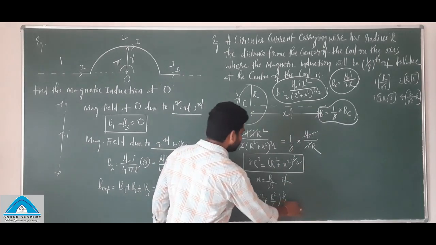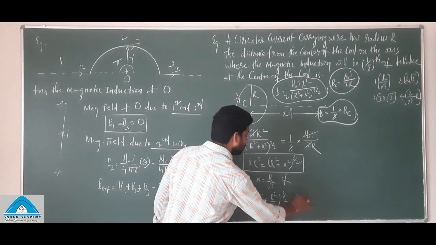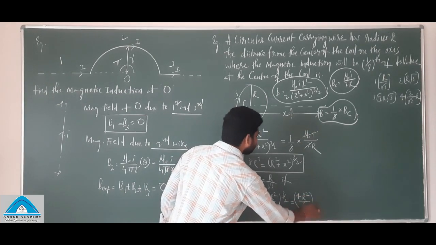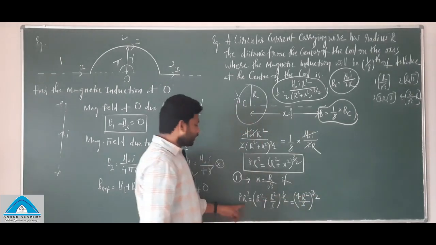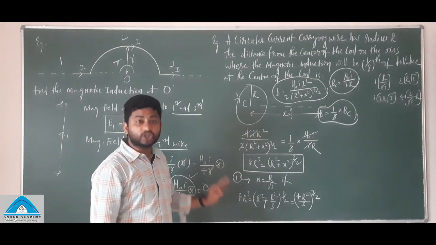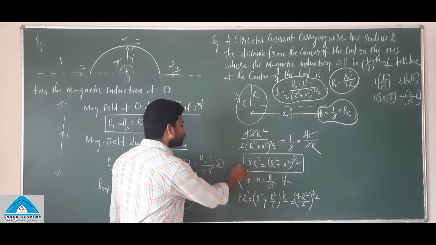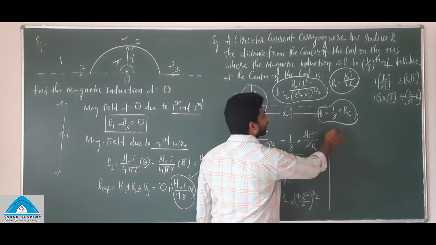So what is this? r square plus r square by 3 is 3r square plus r square, so 4r square by 3, whole to the power 3 by 2. And it will never be equal to 8r cube. You can try further. So the first option is not possible. And the second option, let's check.